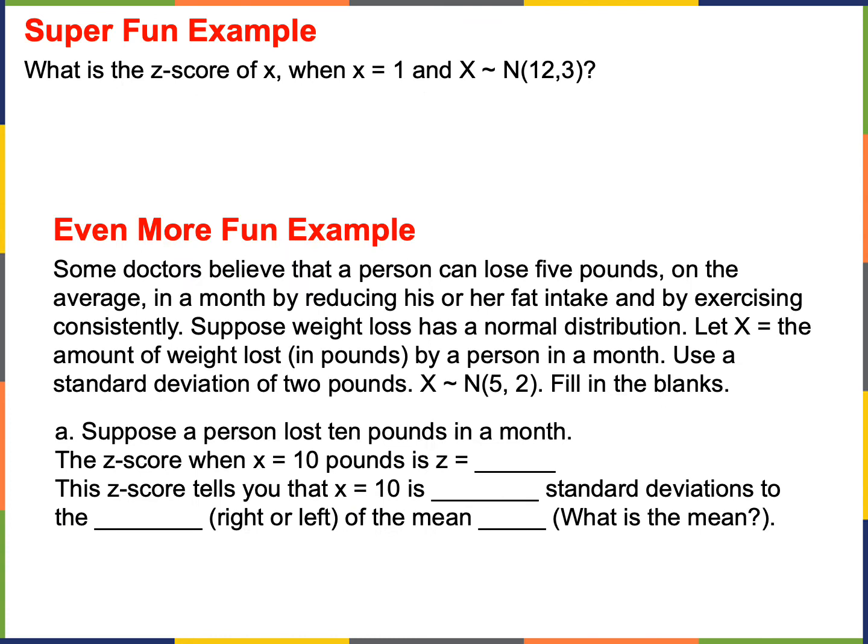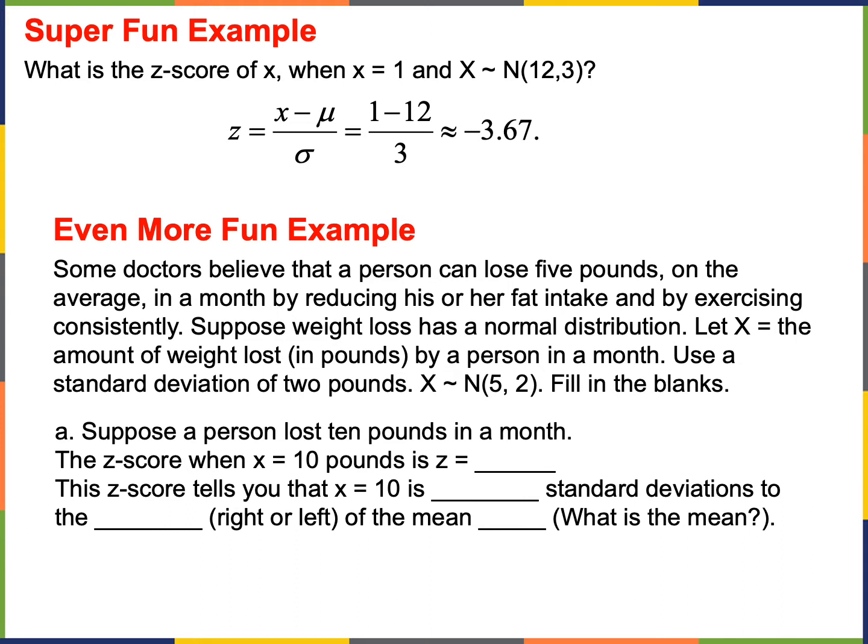If you have x equals 1, and you have a normal distribution with a mean of 12 and a standard deviation of 3, can I find the z-score? Well, yes, you can. You just plug it into this equation here. You have x is 1, mean is 12, standard deviation is 3, so 1 minus 12 over 3 gives you negative 3.67. So the value of the z-score of x is negative 3.67. That means that 1 is 3.67 standard deviations away from 12.